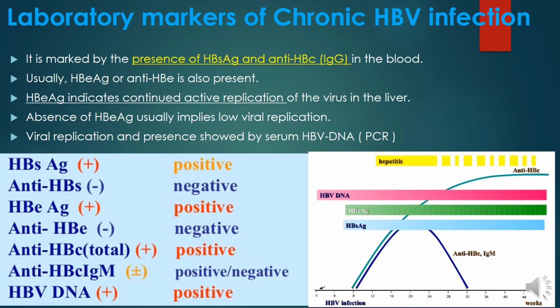Laboratory markers of chronic hepatitis B virus. It is marked by the presence of hepatitis B surface antigen and anti-hepatitis B core antibodies of IgG in the blood. Hepatitis B e antigen indicates continued active replication. Absence of hepatitis B e antigen usually implies low viral replication. So if we see below, hepatitis B surface antigen positive, hepatitis B e antigen positive, anti-HBc total and IgM positive, and in the case of IgM it may be positive or negative, and hepatitis B virus DNA is positive.